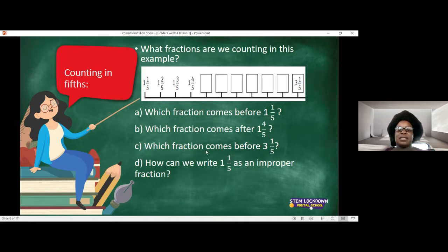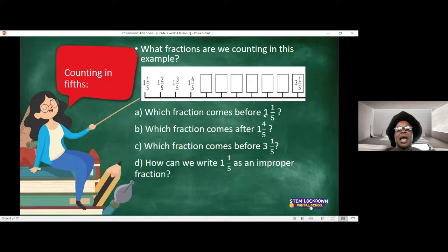And then number C says, which fraction comes before 3 wholes and 1 over 5? So which fraction comes before this one? I'm not going to give you an answer now. Remember the homework. So you will say which fraction comes before 3 and 1 over 5.